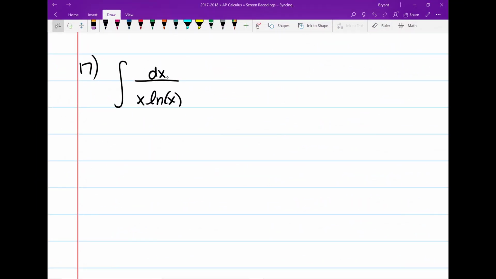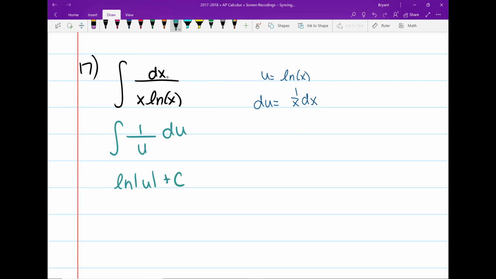Number 17, the integral of 1 over x ln of x dx. So here we're going to let u equal ln of x. So du is going to be 1 over x dx. So this becomes the integral of 1 over u du. So this becomes ln of the absolute value of u plus c. And then plugging back in u, we get ln of ln of x plus c. And that's how you do integration with u subs and some trig functions.